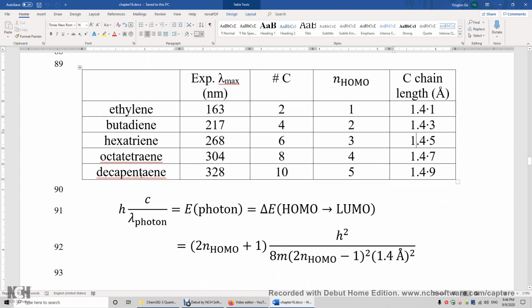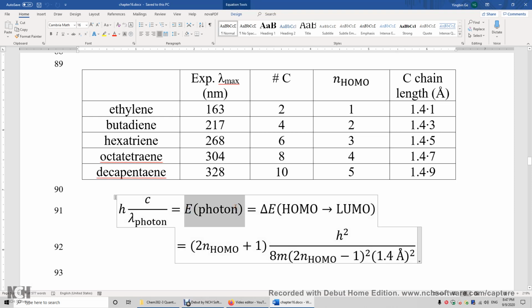Right? So what you can do is you can again use this equation. hc over lambda is the equation for the energy of a photon, and the energy of the photon absorbed by this molecule is equal to the energy difference between HOMO and LUMO. So over here, LUMO is N-HOMO plus 1. Therefore, you need to use (N-HOMO plus 1) squared minus N-HOMO squared. That's 2 times N-HOMO plus 1. On the bottom, you need the chain length squared.